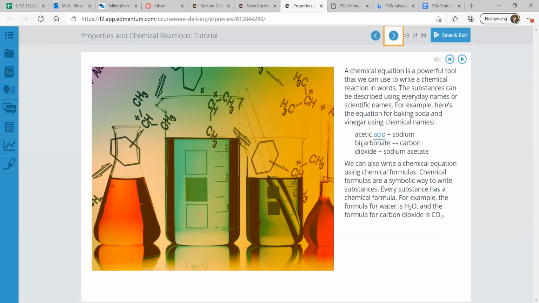We can also write a chemical equation using chemical formulas. Chemical formulas are a symbolic way to write substances. Every substance has a chemical formula. For example, the formula for water is H2O, and the formula for carbon dioxide is CO2.